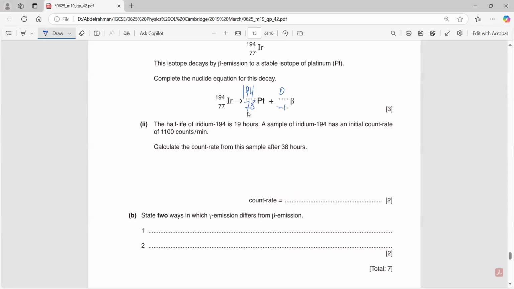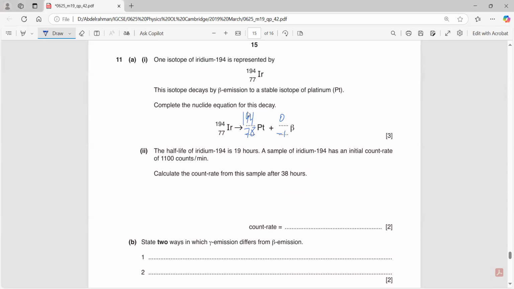The half-life of iridium is 19 hours. A sample has an initial count rate of 1,100 counts. We need to find the count rate after 38 hours. You don't have any background radiation. So basically, 38 divided by 19 is 2. What does 2 represent? It represents 2 half-lives, meaning that we have to divide 1,100 by 2 two times. 550, divided by 2 again, is 275 counts per minute.